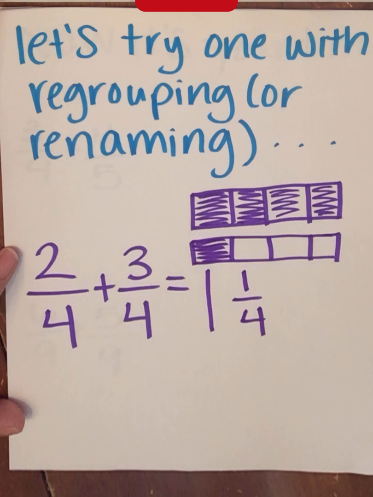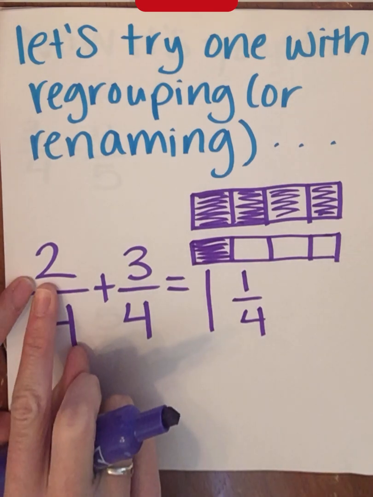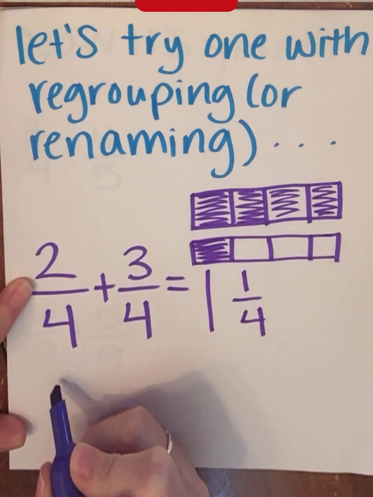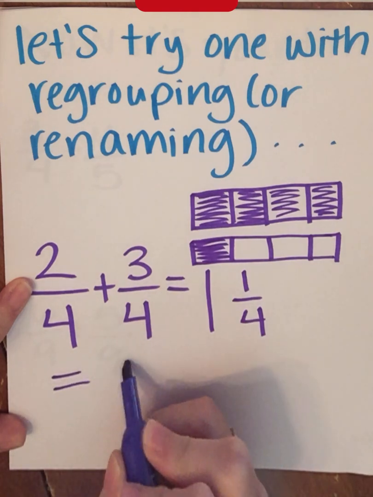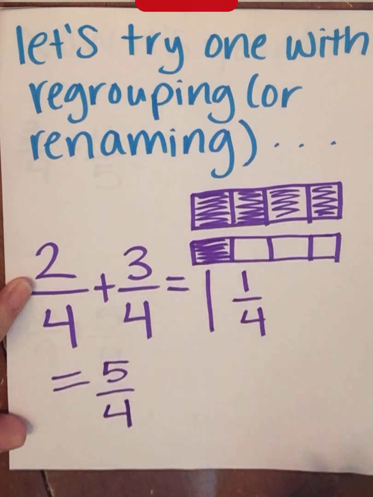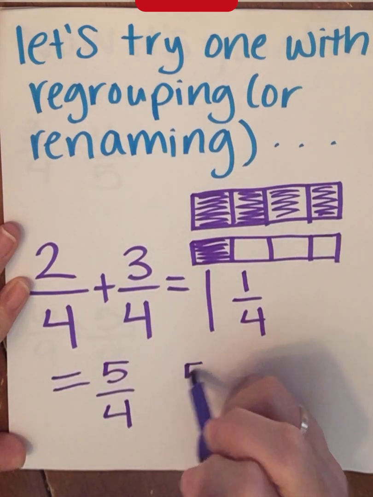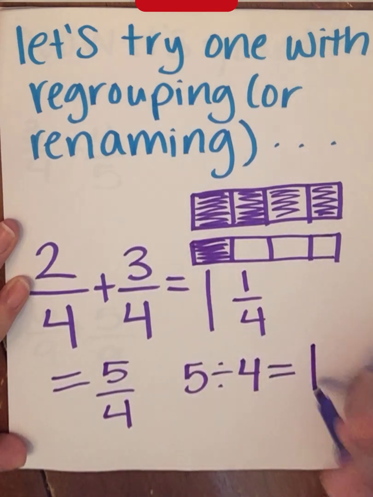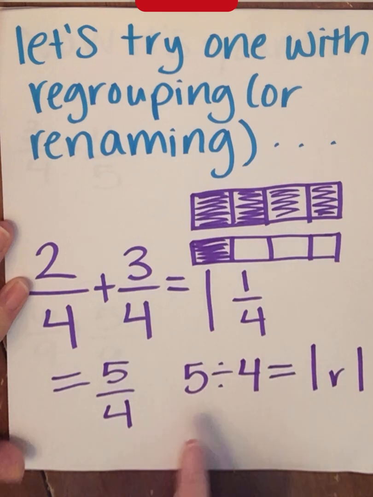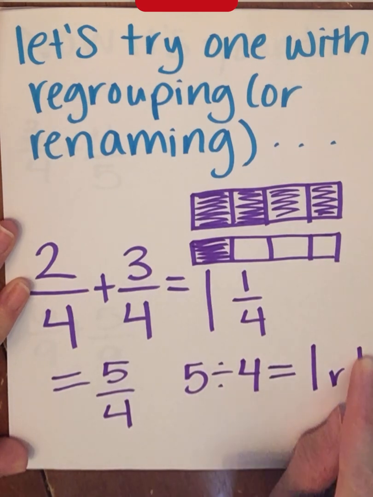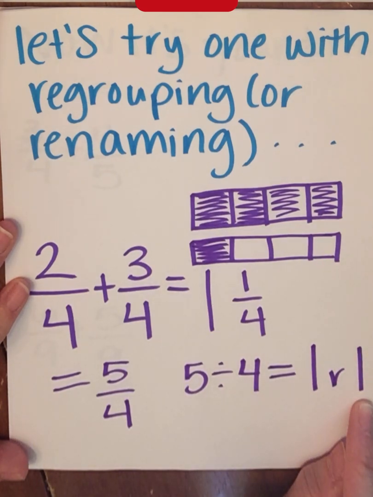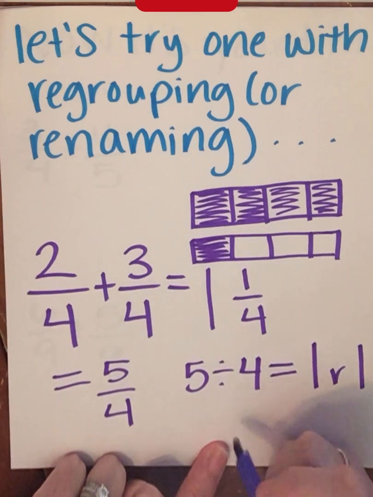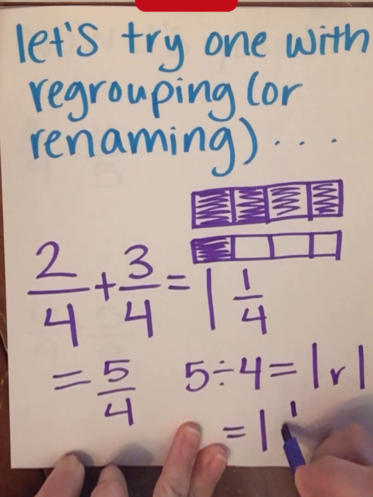I can also use division. And so if I add straight across 2 plus 3, okay, I actually get 5/4, okay? So what I could do is I could do 5 divided by 4, okay, which gives me 1 with the remainder of 1, okay? Now what I need to do is I need to take this remainder of 1 and I need to interpret it as a fraction, which would give me the fraction 1 and 1/4.